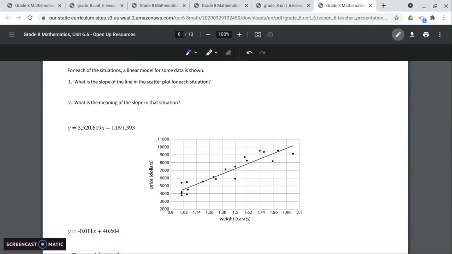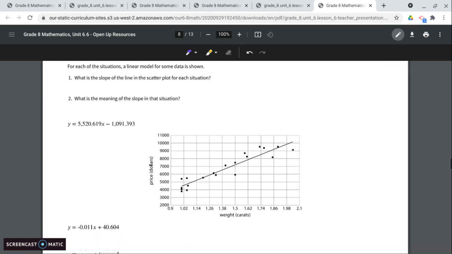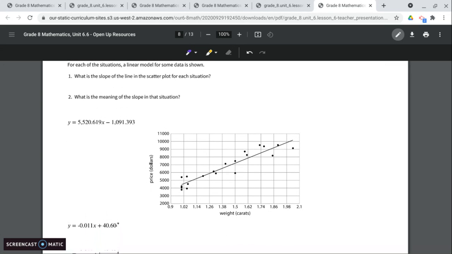For each of the situations, a linear model for some data is shown. What is the slope of the line in the scatter plot for each situation? What is the meaning of the slope in that situation? Here we have our weight in carats and our price in dollars. We have y equals 5,520.619x minus 1,091.393. So our slope in this case is this right here.